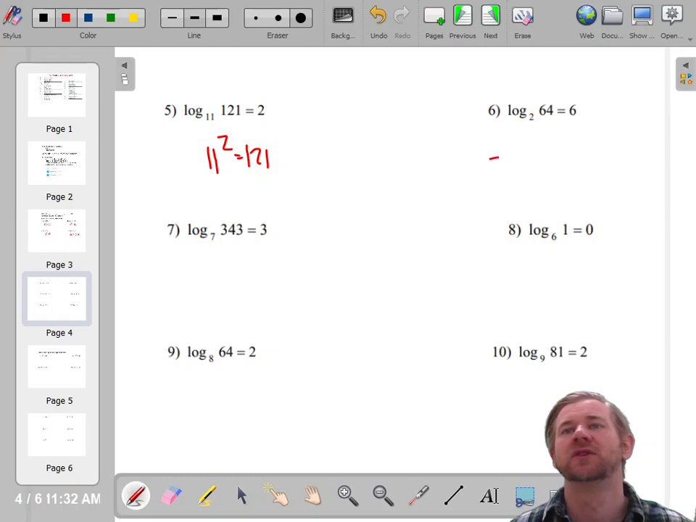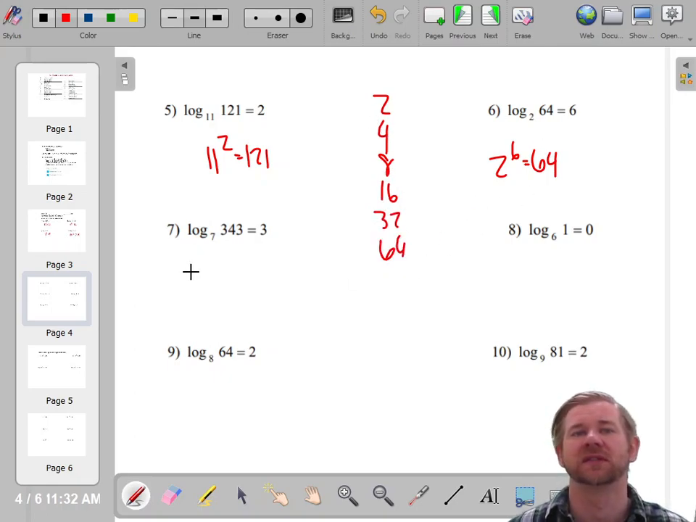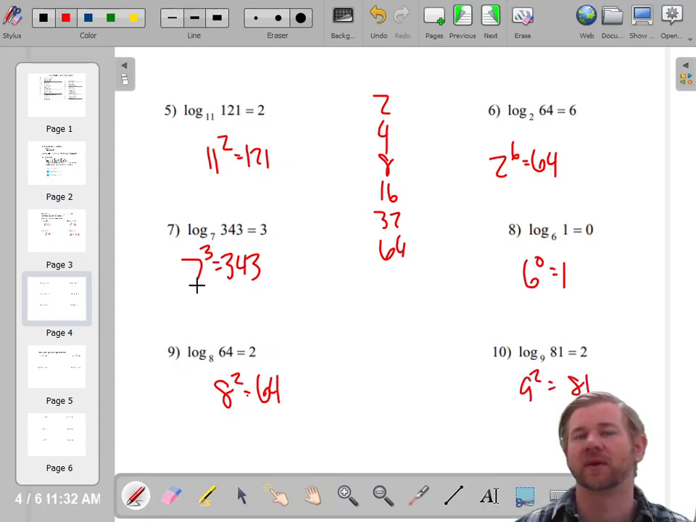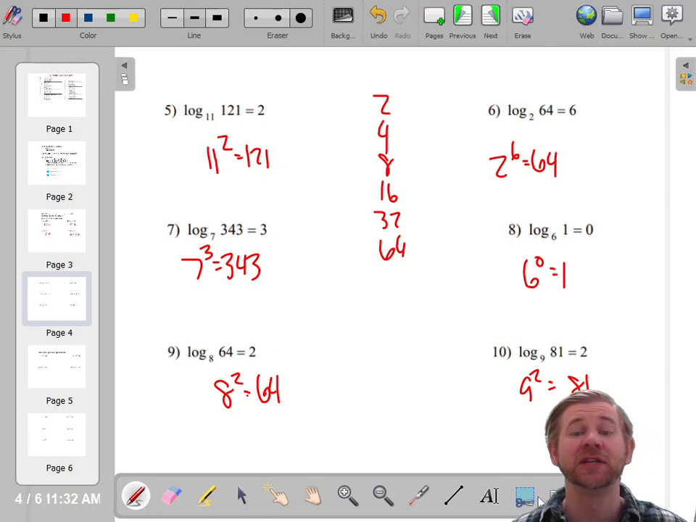Maybe move these to the back. Okay. 2 to the 6th is 64. 2, 4, 8, 16, 32, 64. 1, 2, 3. Yep, 2 to the 6th is 64. 7 cubed is 343. 6 to the 0 power is 1. Anything to the 0 power is 1. I could change this to any number, and I'm good. 8 squared is 64, and 9 squared is 81. Okay, that's what we've been doing.